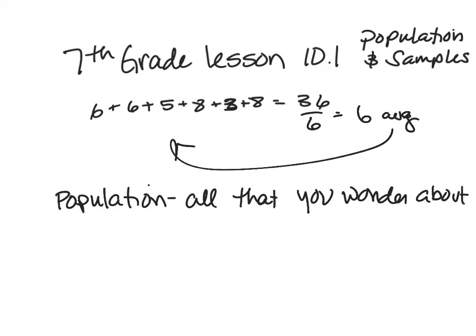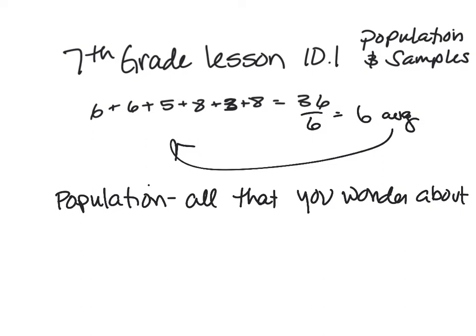The first vocabulary word is the population. That's all of who you're wondering about. It's like the whole group that you're wondering about. So information is being gathered about a group. The entire group that you're gathering information about is your population.